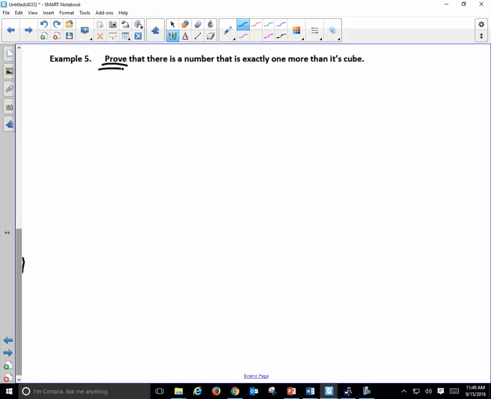There's a number that is exactly 1 more than its cube. So give me a number. 1. Is 1 equal to 1 more than the cube of 1? No. So 1 is not true. Try another guess. 2. Is 2 equal to 1 more than its cube? No. That didn't work. Do you think there's a number that actually exists? I think that there is, and we'll prove that there is. We want to find a number that is 1 more than its cube.